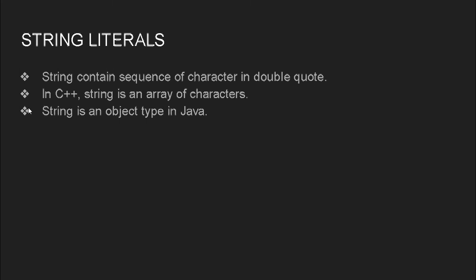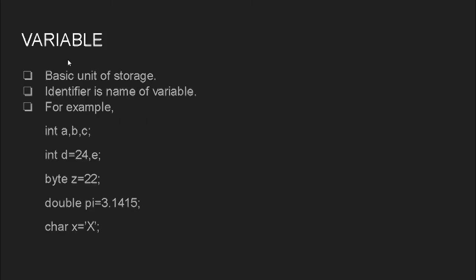Till now we discussed the literals. Now, what is a variable? If you want to store any kind of value in a Java program, then you need to create a variable for that. So that is what a variable is. It is a basic unit of storage. Now what is an identifier? That was also already discussed. An identifier is a variable name, or the name of a particular variable.